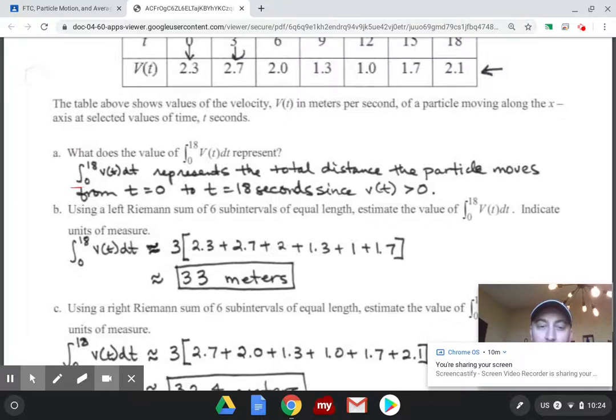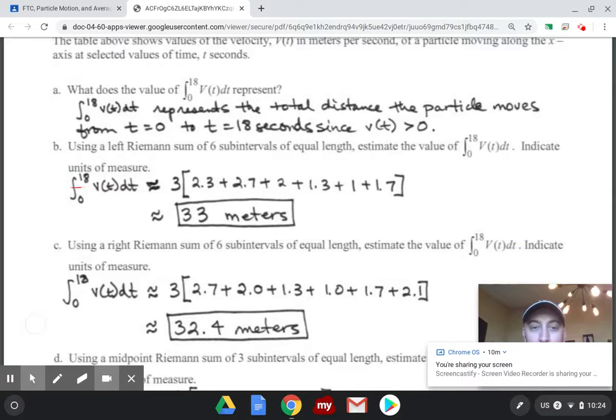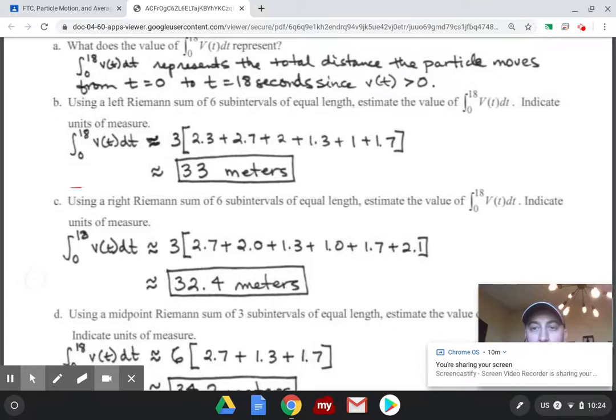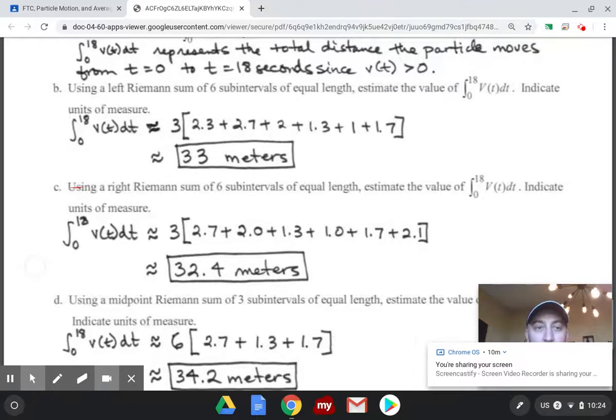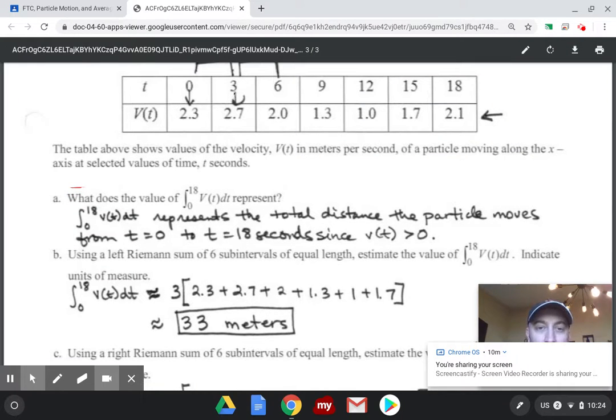B, just using a left-hand Riemann sum of 6 subintervals of equal length, estimate what the integral from 0 to 18 of v of t would be. You can break this apart: 0 to 3, 3 to 6, 6 to 9, 9 to 12, 12 to 15, and 15 to 18. We just have to make sure that we find the height of all of those rectangles by the left-hand part. So that's why it's 2.3, 2.7, 2, 1.31, and 1.7, because we're finding the area of those rectangles from the left-hand side.